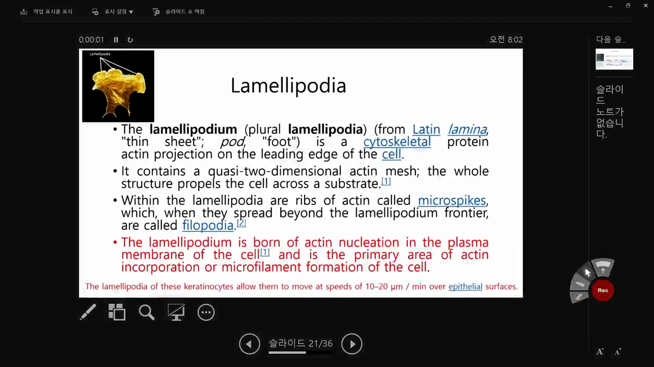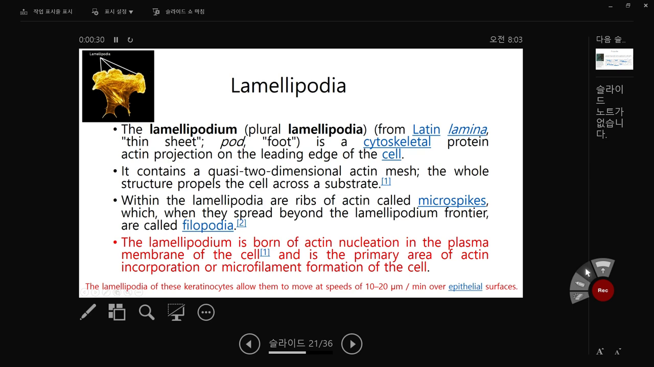So lamellipodia. The lamellipodium is singular, plural is lamellipodia, from the Latin word lamina, a thin sheet, from the outer edge, the leading edge. Pod means foot. So the meaning is thin sheet foot. It's a cytoskeleton protein actin projection on the leading edge of the cell.